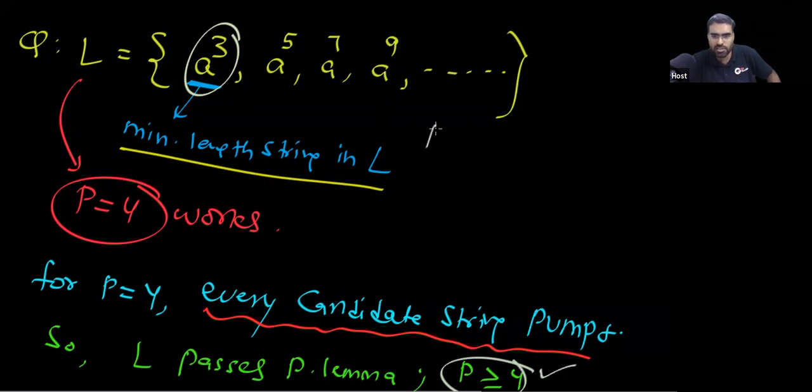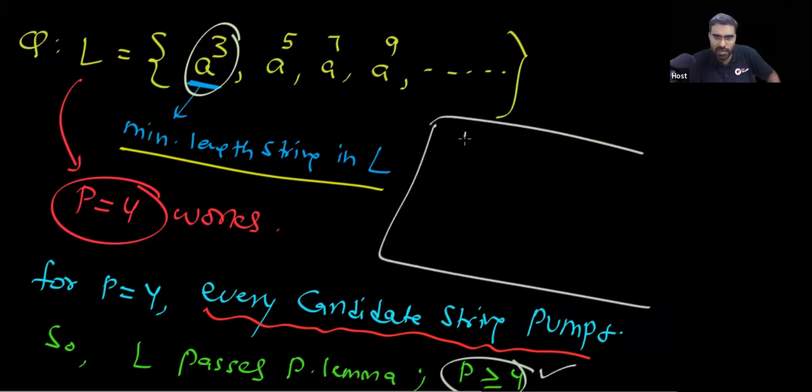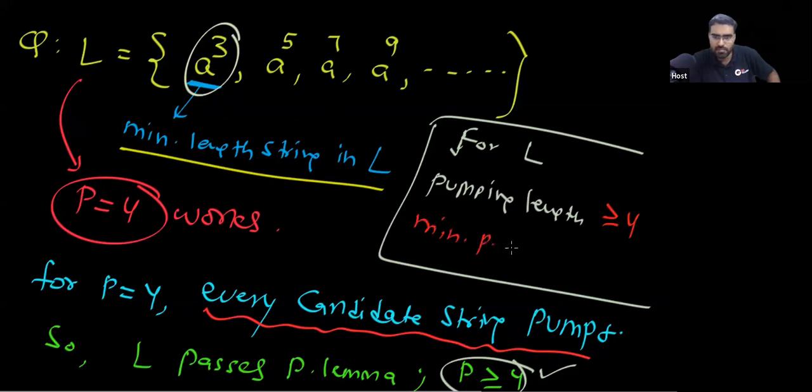So remember, for this language L, if someone asks you pumping length, what will you say? The answer will be greater than or equal to 4. And if they ask you minimum pumping length, then the answer will be 4. So this is your one example, quite simple, quite interesting.